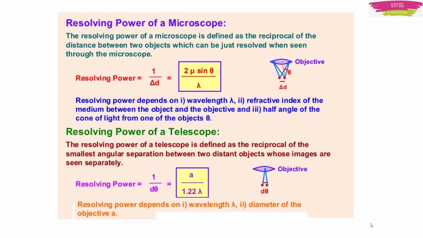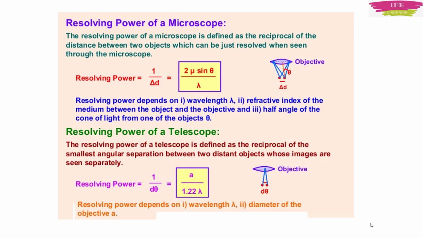Now there is one more point which you should know, that is the resolving power. For microscope also it is there and for telescope also it is there. Not only for microscope, for telescope also we have certain formulas for that. First of all, let's see what is the resolving power of a microscope. It is defined as the reciprocal of the distance between two objects which can be just resolved when seen through the microscope. Means two objects should be just differentiated through the microscope. That is known as resolving power.